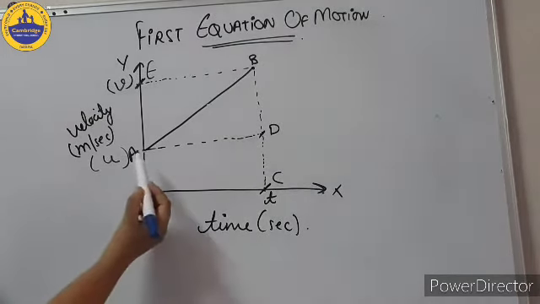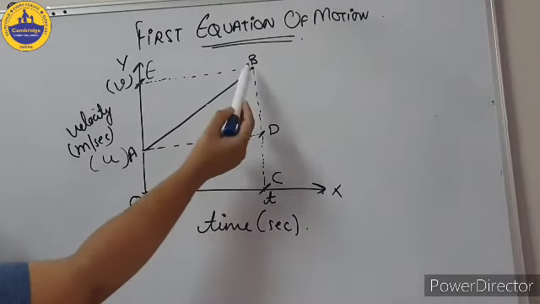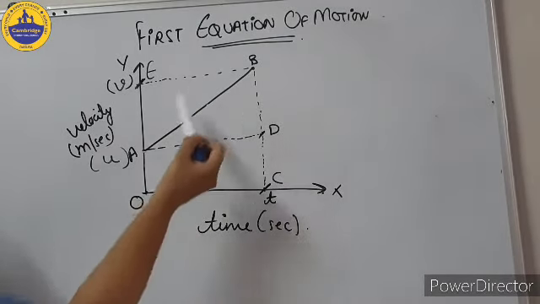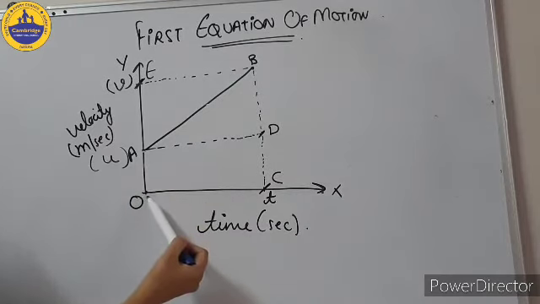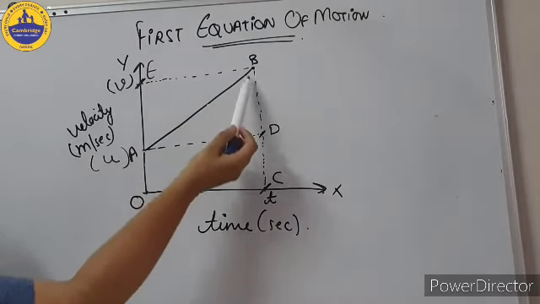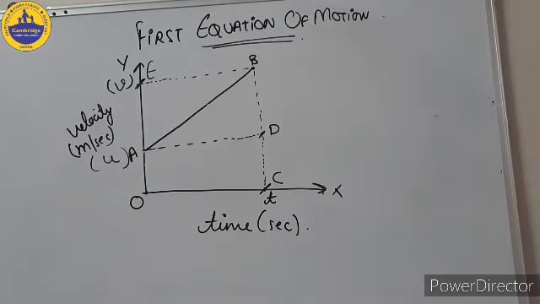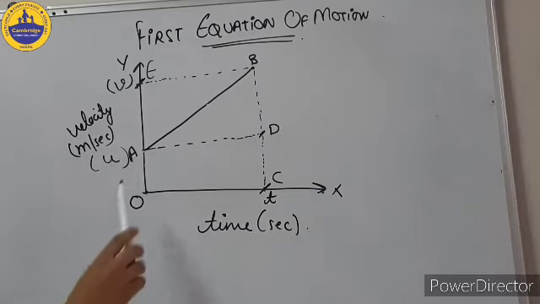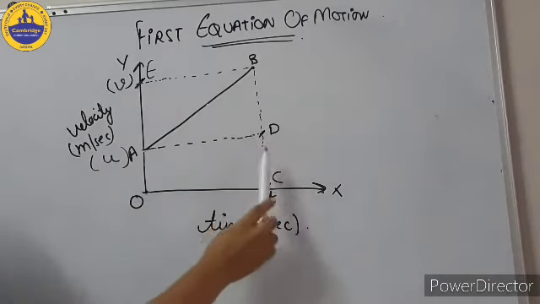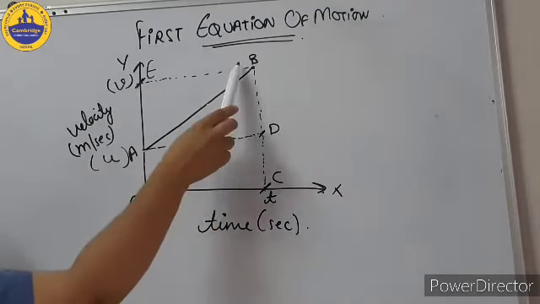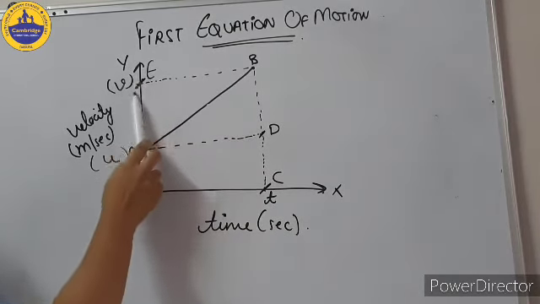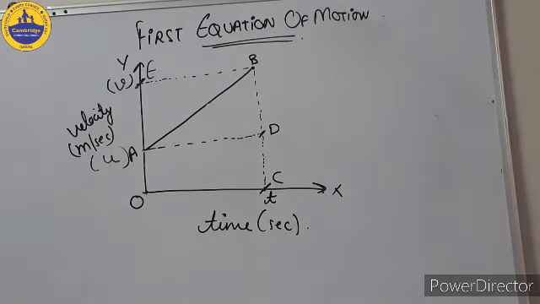Fine. From where the object starts is A, where it ends is B. From A the perpendicular on the x-axis is 0, means time is 0. At B the perpendicular drawn on the x-axis will give you the time t. We label that point as C, where the time is going to be t. Then from A we draw a perpendicular on BC, it's D. And from B we draw the perpendicular on the y-axis, that is E. Fine. Now this is a velocity time graph.